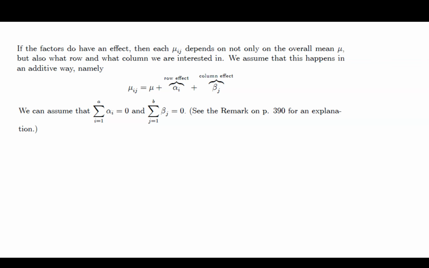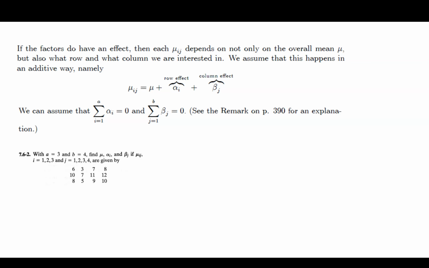You should look at the book on page 390 for an explanation of why we can make this assumption. Basically, you're shifting the effects to make sure that they sum to 0. That's all it really is. It's not that big of a deal, but if you're really interested in why we can make that assumption, they have a short explanation near the bottom of page 390. Let's see what I'm talking about with a specific example. This is problem 7.6-2 in your book.